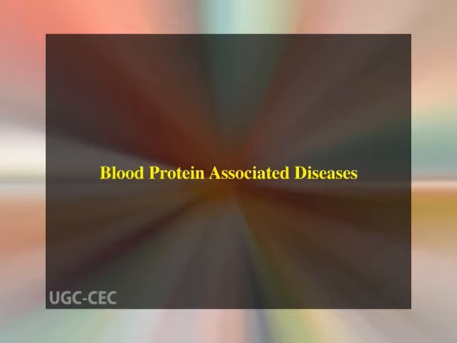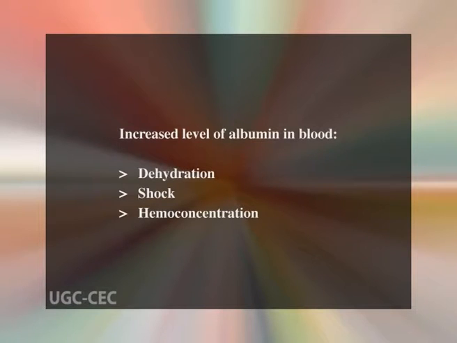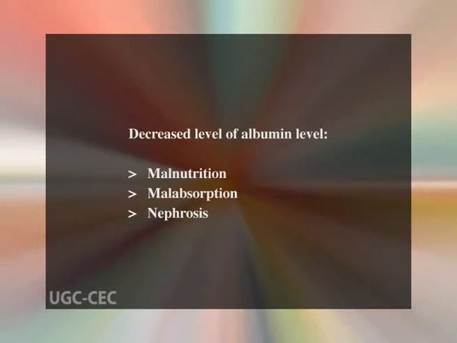The pH at which positive charges are equal to negative charges is characteristic for a protein and is called the isoelectric point. Blood protein associated diseases. The normal range of albumin in blood protein is 3.5 to 5.5 grams per deciliter. Increased albumin in blood results in dehydration, shock, and hemoconcentration, and decreased albumin results in symptoms of malnutrition, malabsorption, and nephrosis.